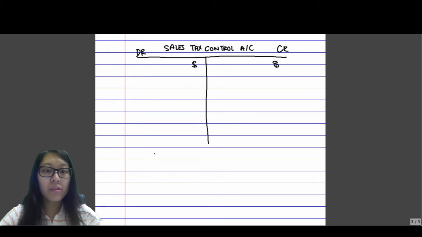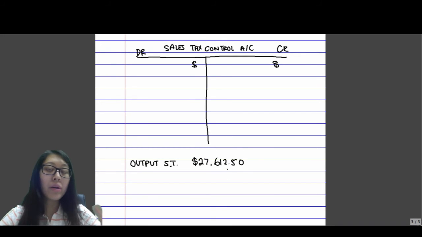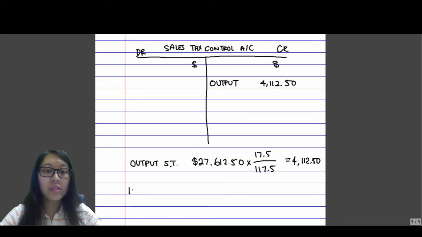So let's calculate the output sales tax first. Okay, so earlier the goods were sold for $27,612.50. Now this amount already has the tax, so we need to take only the tax amount out. So it's going to be 17.5 over 117.5. That should give us 4,112.50. Now if we're going to put it on the sales tax control account, output tax is on the credit side. So output tax, 4,112.50.